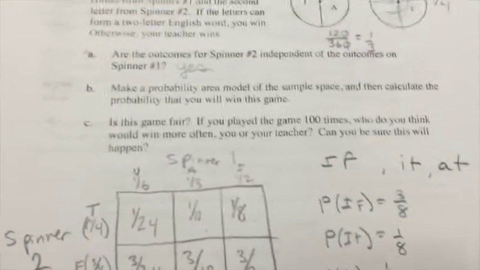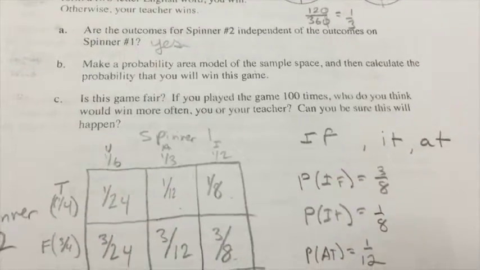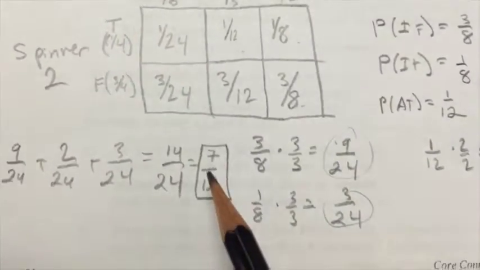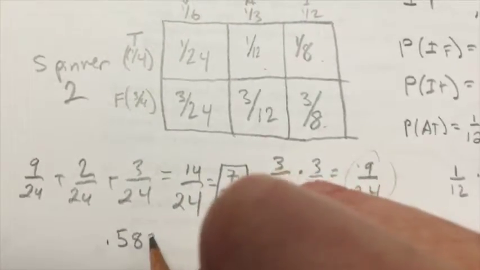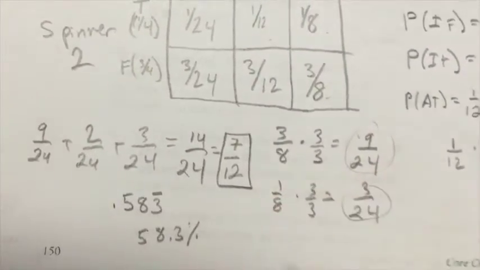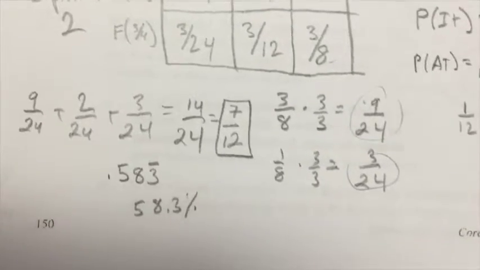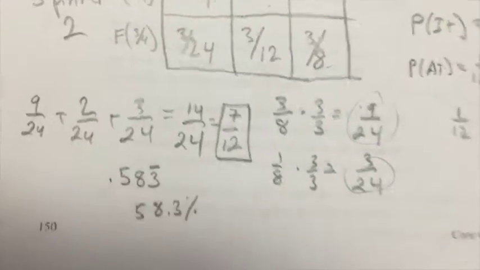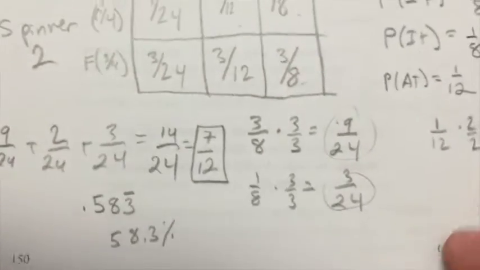So no, this game is not fair whatsoever. You would expect to win more often than the teacher if you played 100 times, because if you take a calculator and you divide 7 and 12, you are going to get the decimal 0.583 repeating, which is 58.3%. So you are going to win 58 out of 100 times against your teacher, which means that you would win more often. You'd want to play. Your teacher would not want to play. That's all that this question is asking you to do.